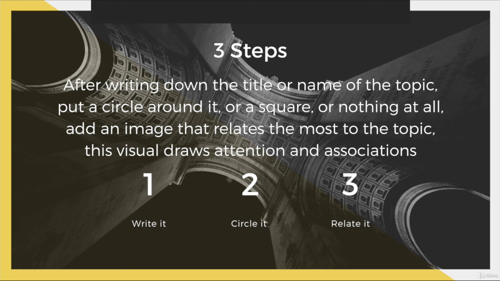That's a very quick example of how you can associate squares and circles and basically shapes and colors to your core information and eventually your mind map. And 3, adding an image that relates the most to the topic. The visual draws attention and it makes associations. So it's not just adding a certain shape or a certain pattern to it, but also sometimes adding images or certain illustrations can help you recall these things better.